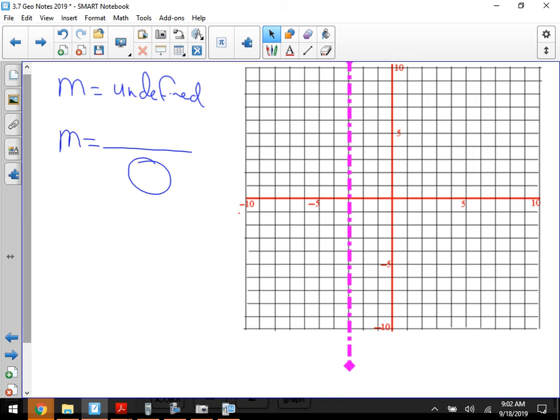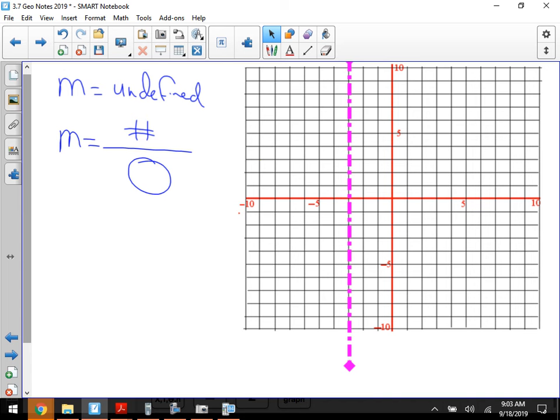So for an undefined slope, it's when you try to find your slope and you get 0 in your denominator. You get some number in the numerator, it doesn't matter what it is, because the y values can change. But you have 0 in the denominator. If you have 0 in the denominator, you can't divide by that. That's why it's what we call undefined. Your calculator would just say error.